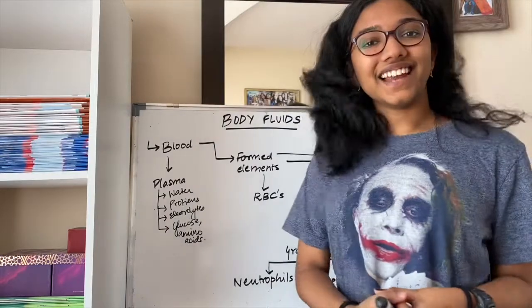We'll be starting with the third chapter of human physiology, that is body fluids and circulation. Today we'll be covering just a small part, that is the constitution of blood, etc. And in the next class we'll be covering blood grouping and the structure of heart and all of that. So yeah, let's get started.